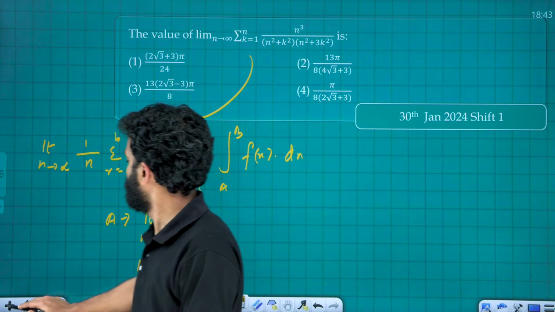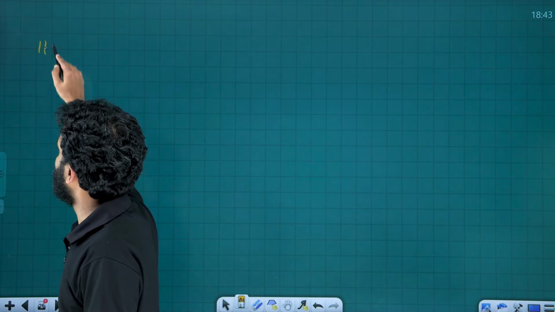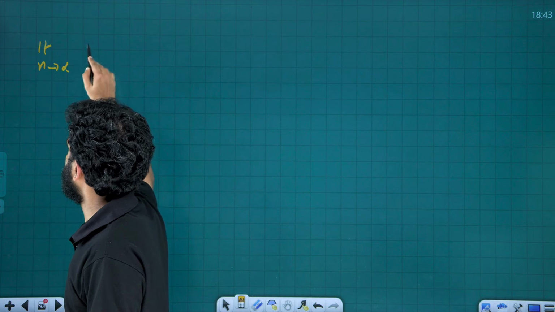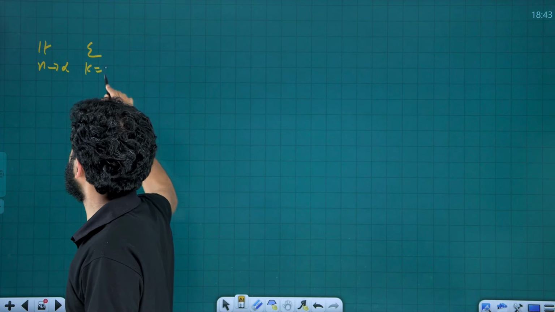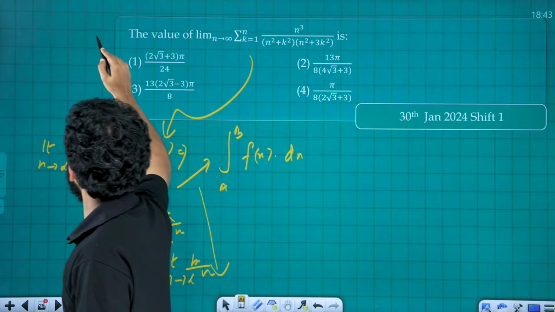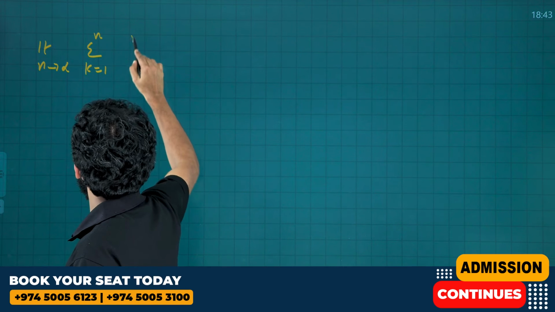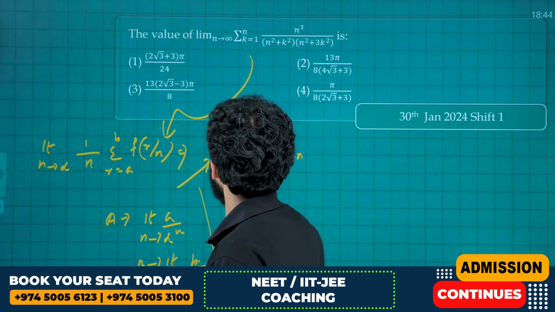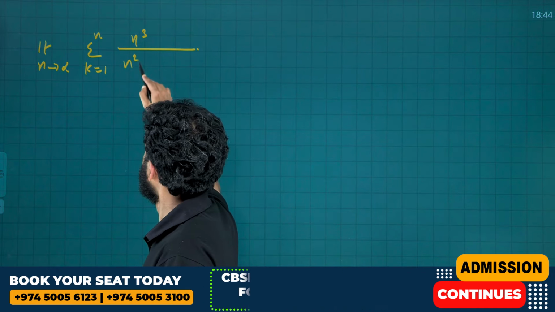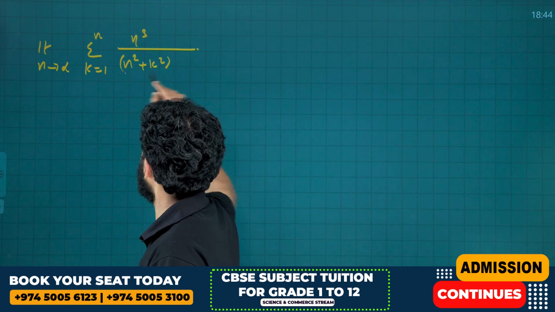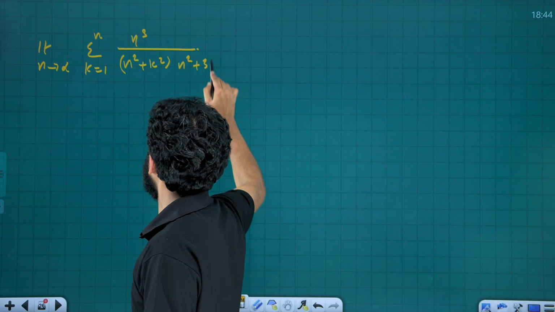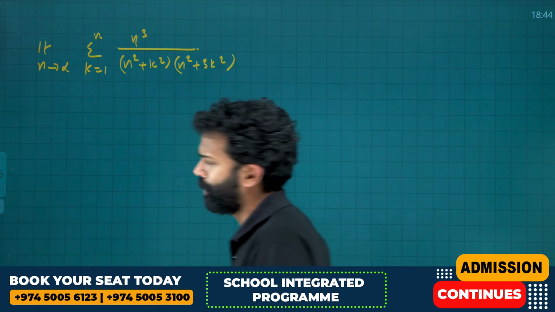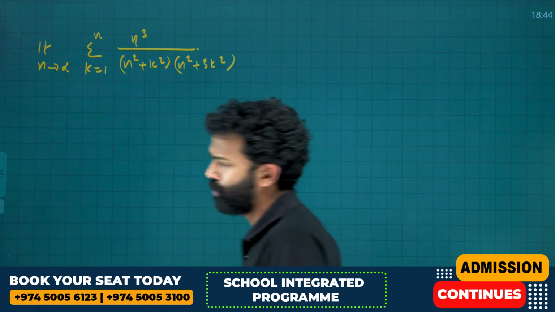Therefore, limit n tends to infinity, sigma k equals 1 to n, n cube divided by (n square plus k square) into (n square plus 3k square). Okay, it's a small question actually, but it happens sometimes.